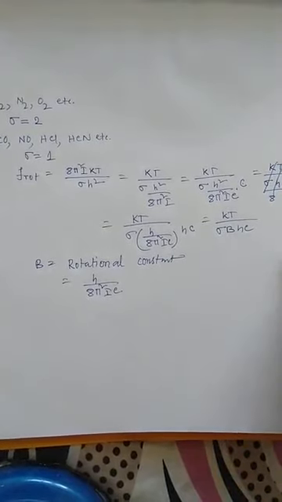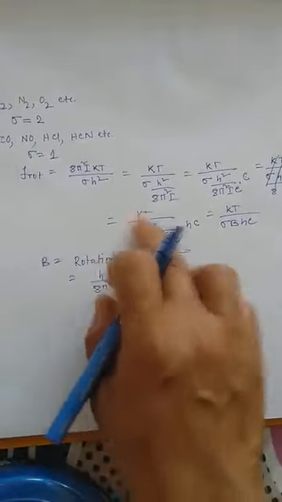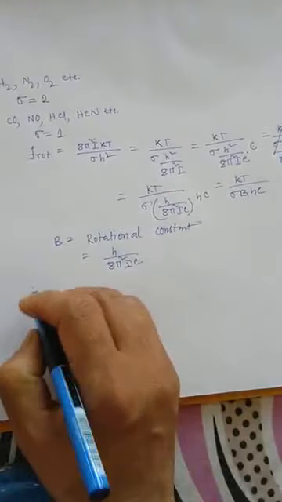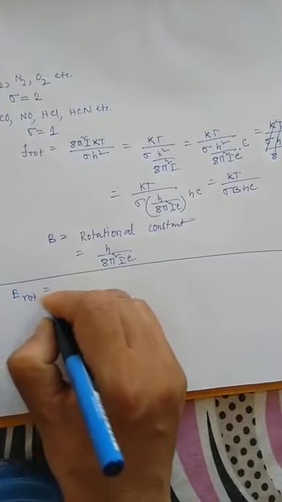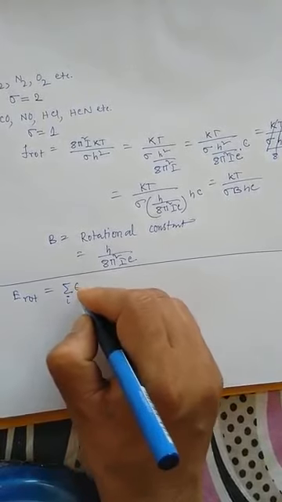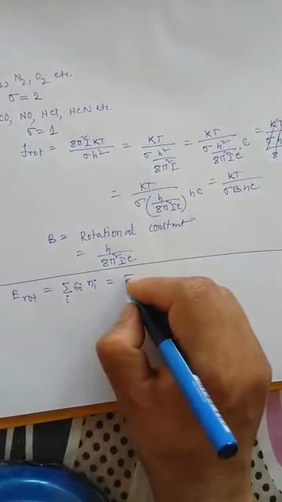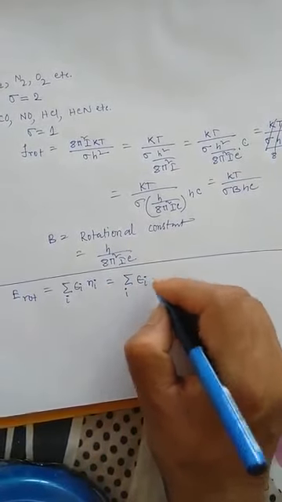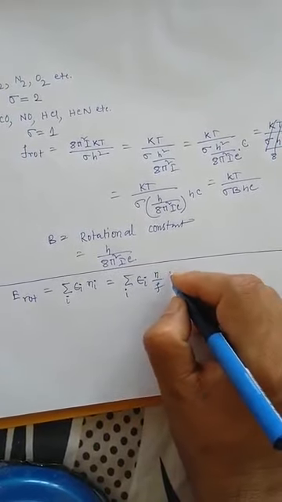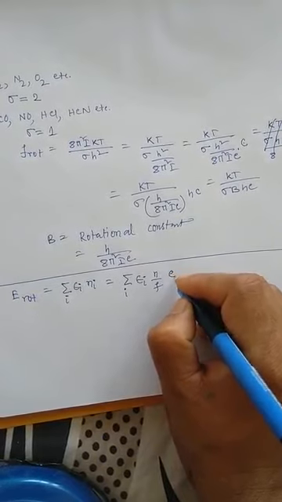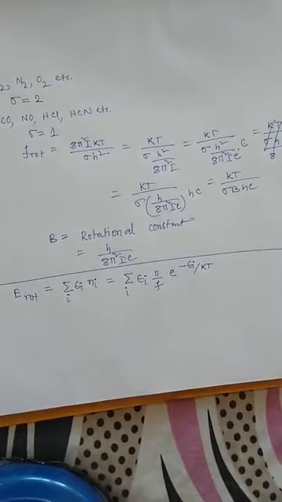And now I would like to find the rotational energy of a diatomic molecule in terms of the partition function, because we now have the partition function, so we can easily find the energy. So we know that the rotational energy equals the summation over i of the individual molecular energy multiplied by Ni, and if we put the value of Ni from the Maxwell-Boltzmann definition, this is Ei e to the power minus Ei by kT, where Ei means the rotational energy.